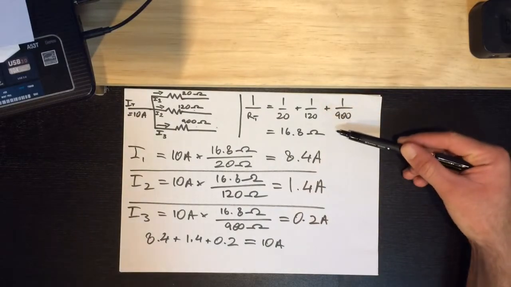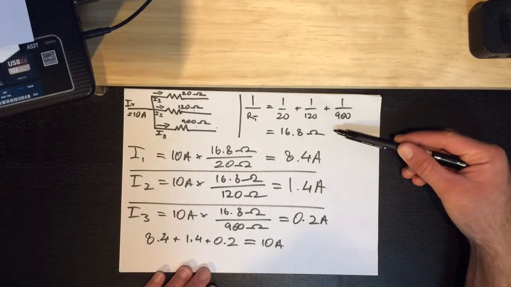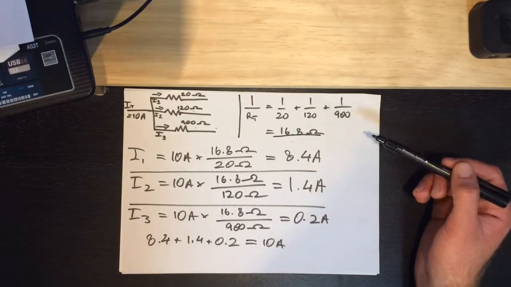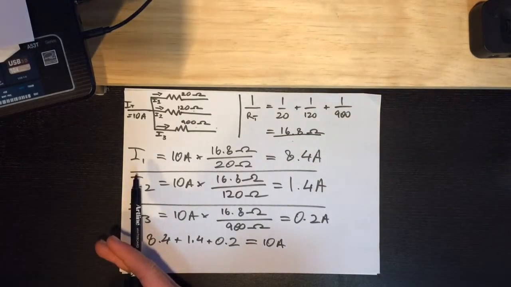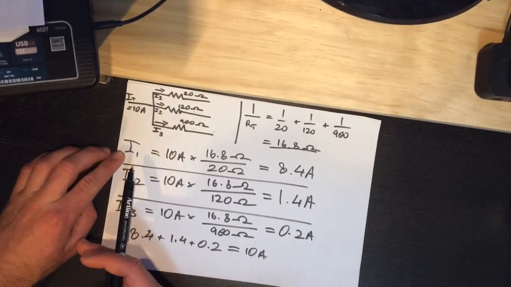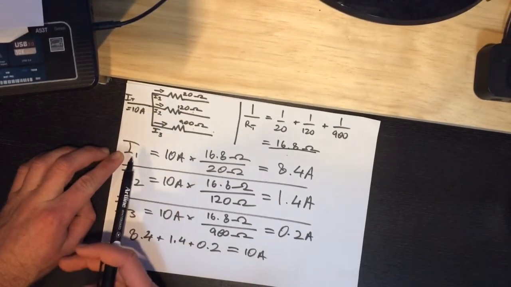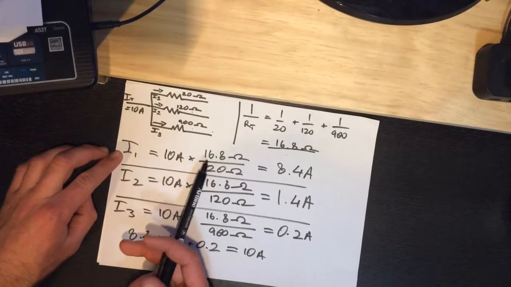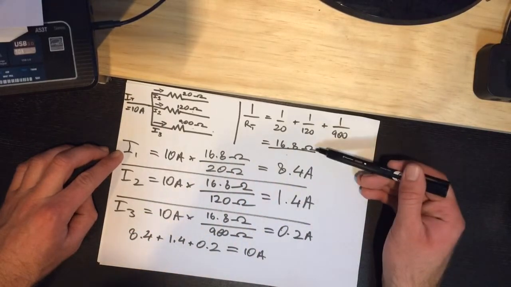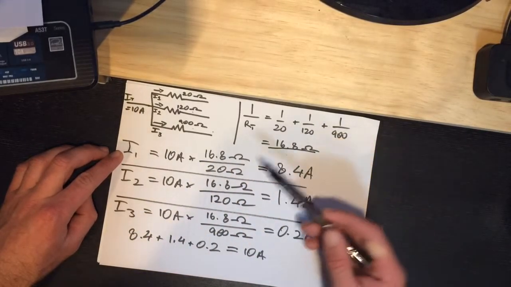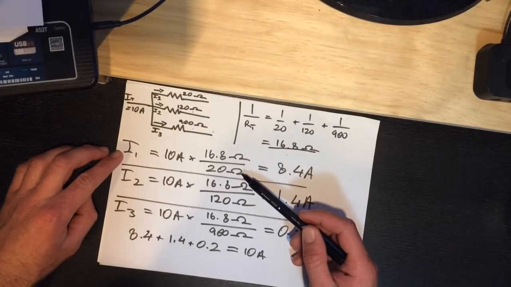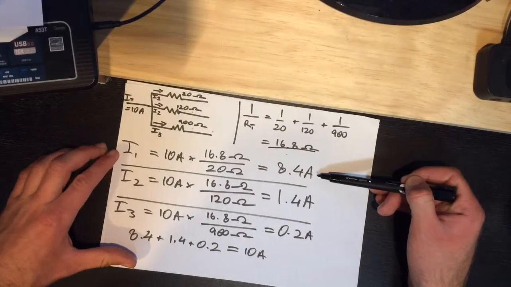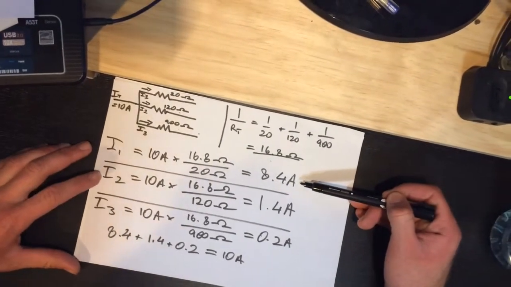So just here I've quickly calculated the total resistance, which is equal to 16.8 ohms. So here I've written out the calculations. So for path 1, I1, we have the total current coming into the system multiplied by the total resistance of 16.8 ohms over the individual resistance of path 1, which is 20 ohms. So put that into your calculator and you should get 8.4 amps.